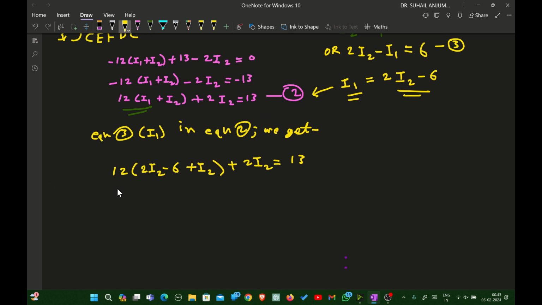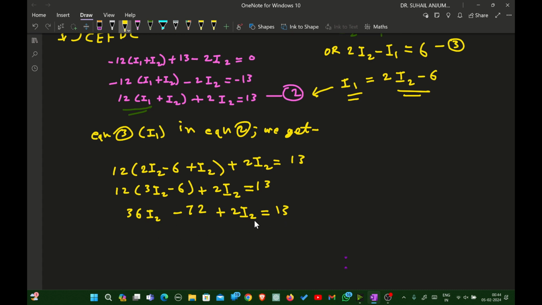If I simplify this, it will be 12 times 2 I2 plus I2, which becomes 3 times I2, minus 6, and plus 2 times I2 is equal to 13. So this will be 12 into 3, that is 36 times I2, minus 12 into 6, which is 72, and plus 2 times I2 is equal to 13.